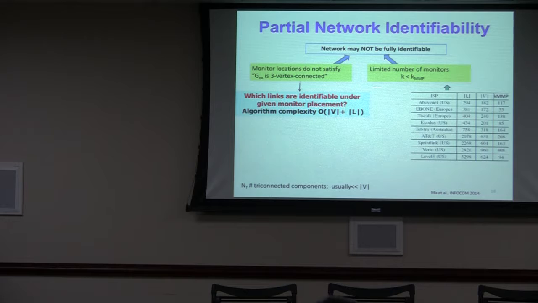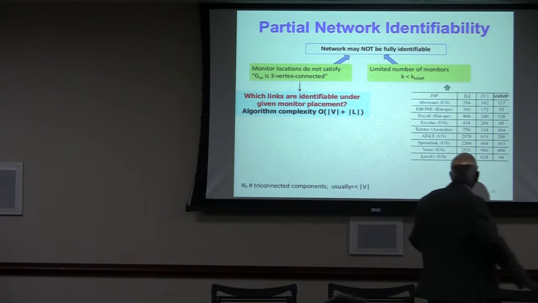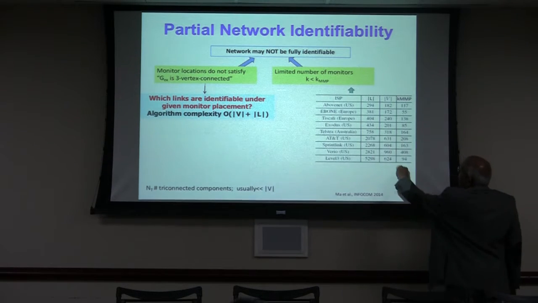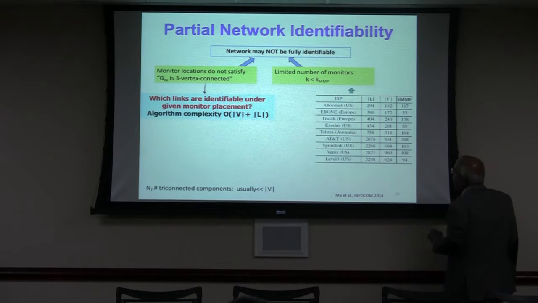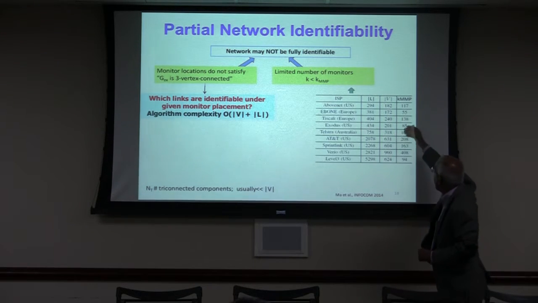The other problem, of course, is that in some of the topologies, the minimum number of monitors you need is quite large. Here, to show you the ISP topologies, this is the minimum number of monitors you need with our algorithm, and this is the number of nodes. So this is a good case, I guess, 90 of 600. But this one, for example, is about half. This is about half. This is about half.